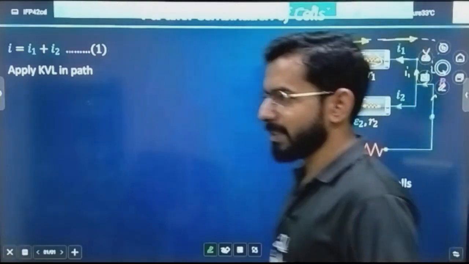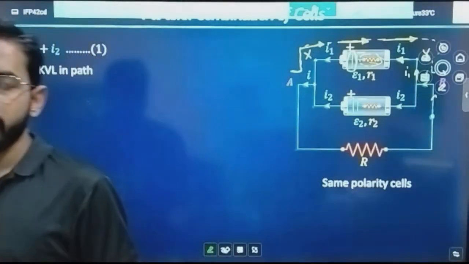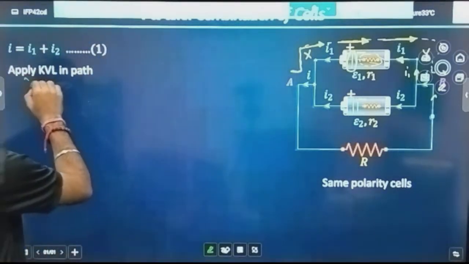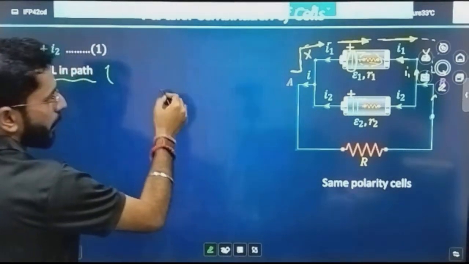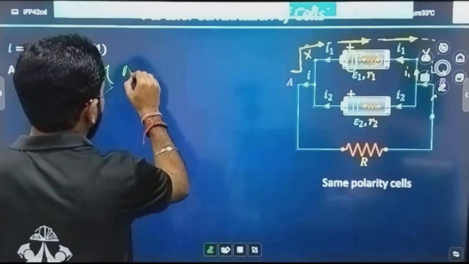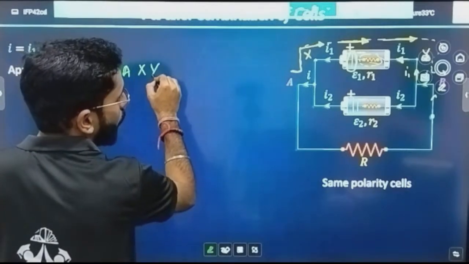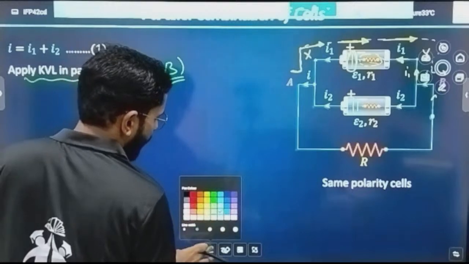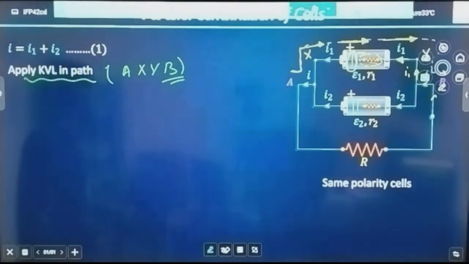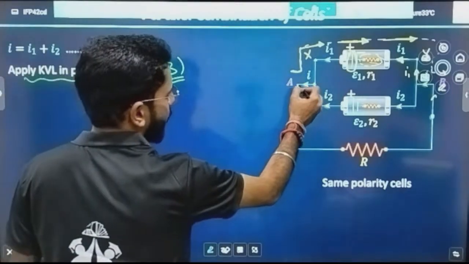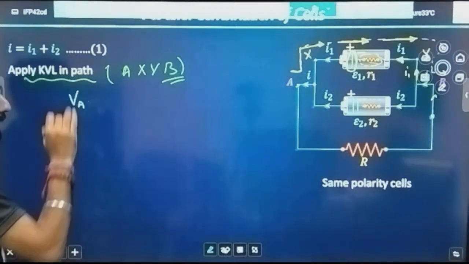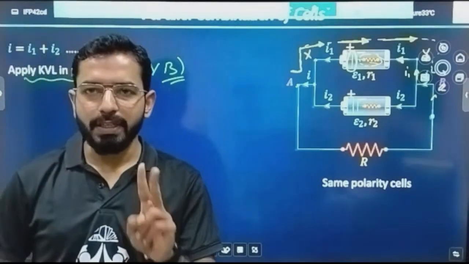For derivation purposes, what is the effective EMF you are going to get in the circuit? Firstly, the first step is to apply KVL in a path. In the first path, let's suppose here it is drawn A, X, Y, B. In this path, let's try to apply KVL. How will we write KVL? Let's start writing. What is the first point that you are having here? Point A. Just write the potential at point A. You will be writing VA. Correct?